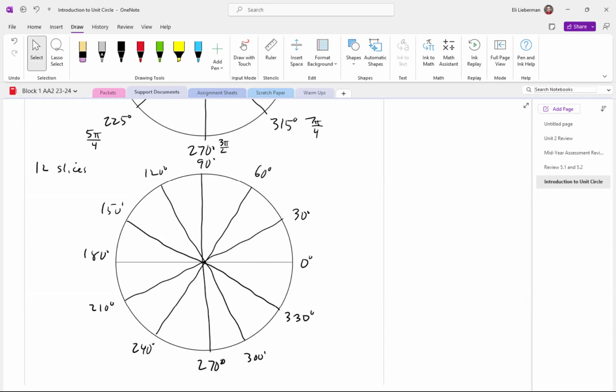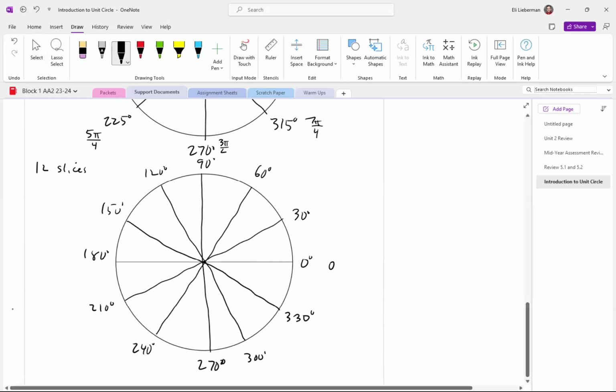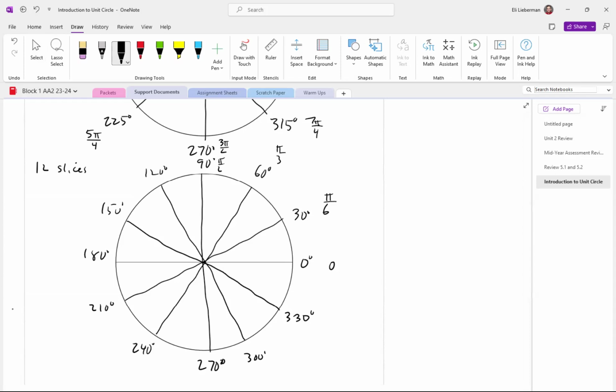I know that 0 degrees is the same thing as 0 radians. That's all I know right now. Five or six, you said? Okay. And before you go on, are we good so far? You're clear to continue.